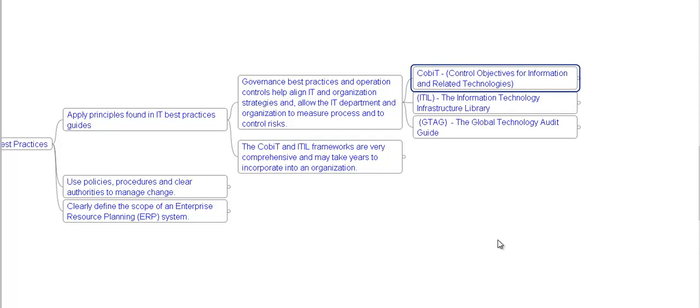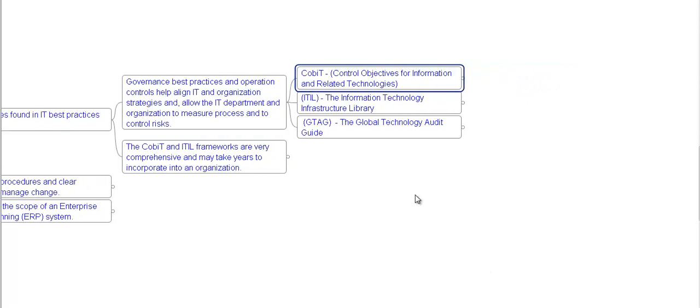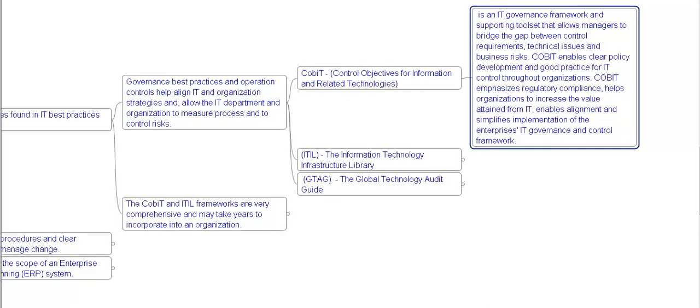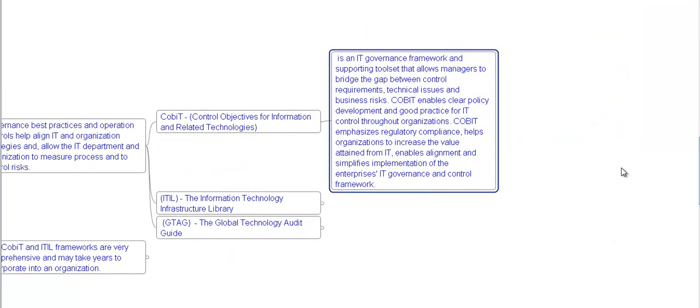COBIT, Control Objectives for Information and Related Technologies, is an IT governance framework and supporting toolset that allows managers to bridge the gap between control requirements, technical issues, and business risks. COBIT enables clear policy development and good practice for IT control throughout the organization. COBIT emphasizes regulatory compliance, helps organizations increase the value attained from IT, and enables alignment and simplifies implementation of the enterprise IT governance and control framework.